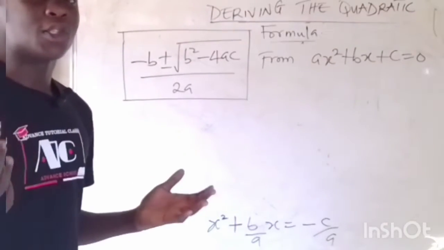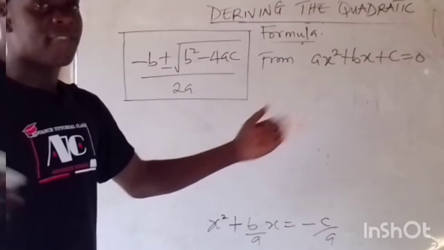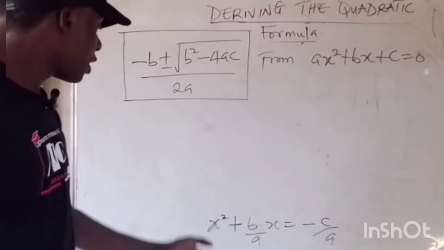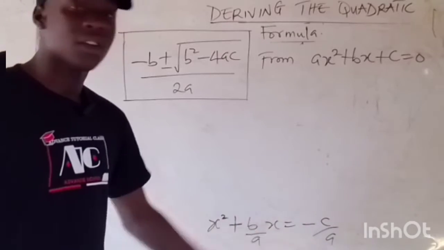So remember, our goal is to derive the quadratic formula from the standard form of the quadratic equation. So this is where we are: x squared plus b over a x equals minus c over a.